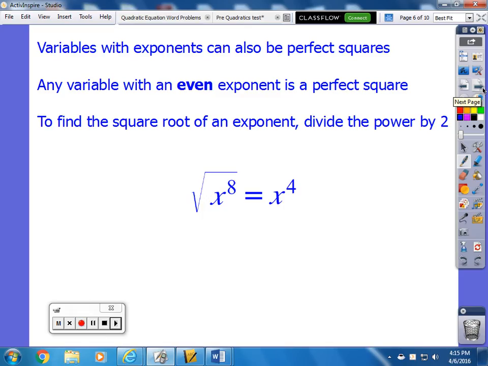Variables with exponents can also be perfect squares. Any variable with an even exponent is a perfect square. To find the square root of an exponent, you just divide by the power of 2.